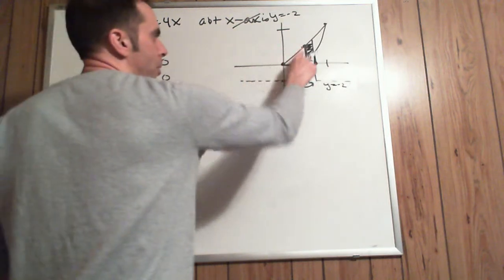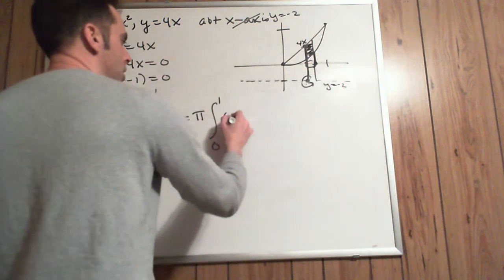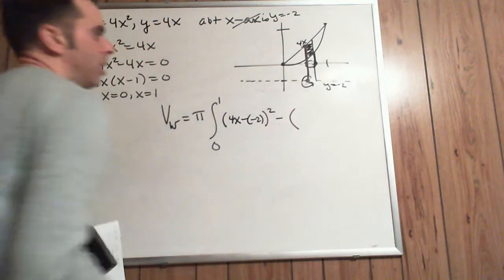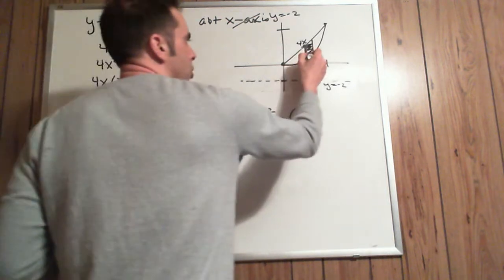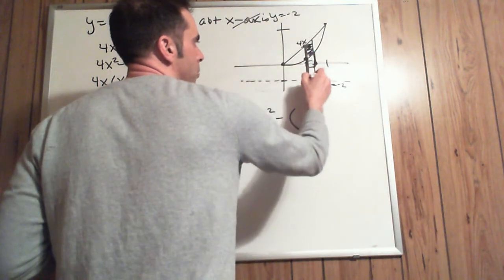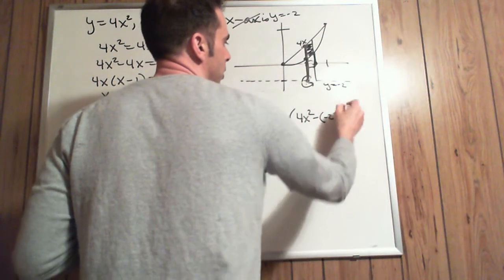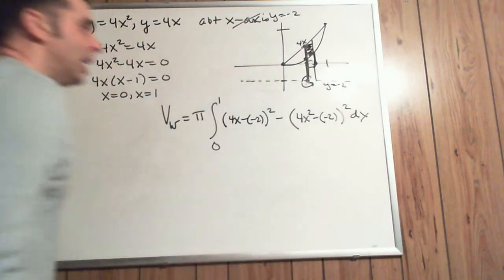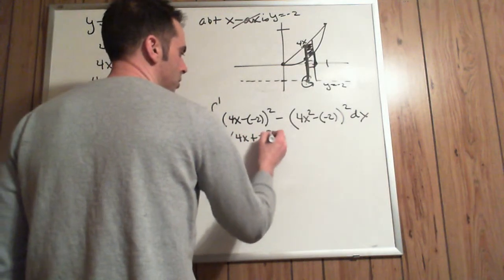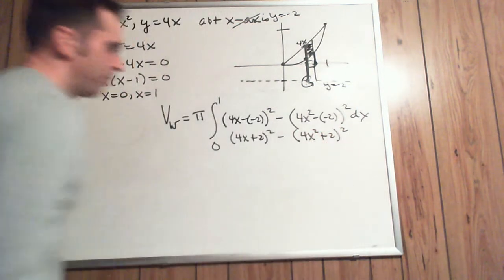It is top minus bottom. This is 4x, and this is negative 2. So it's going to be 4x minus a negative 2, close it, square it, minus the clear piece, which is this piece right here. Top minus bottom. So that's 4x squared minus a negative 2. Close it, square it. And this would have to go as 4x plus 2, close it, square it, minus 4x squared plus 2, close it, square it.